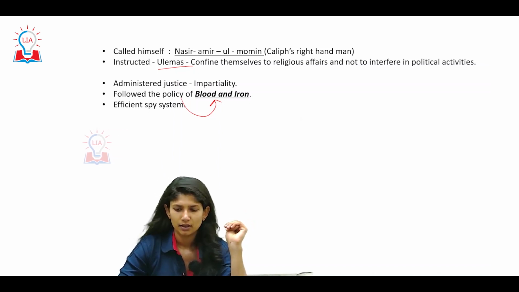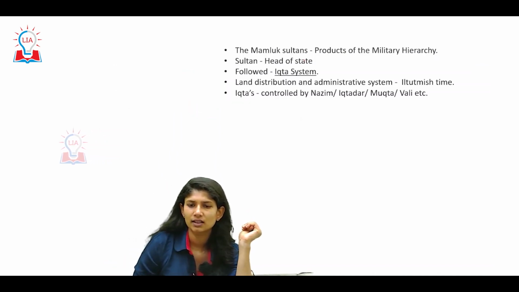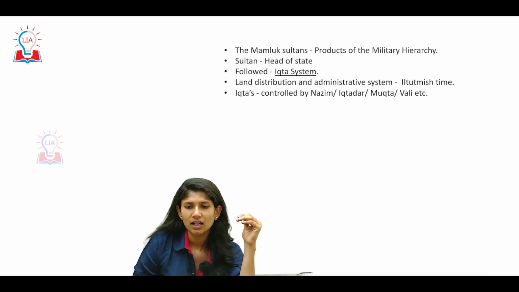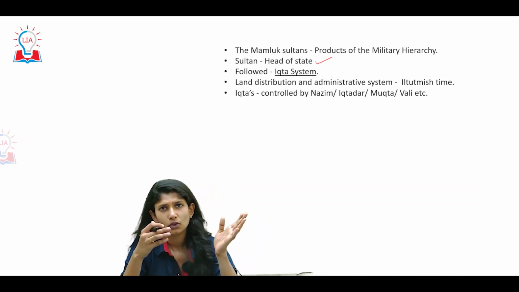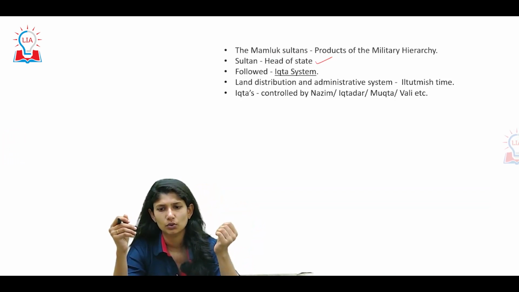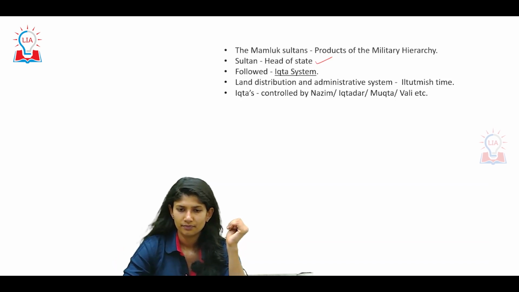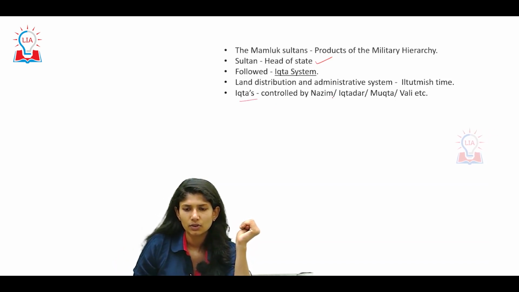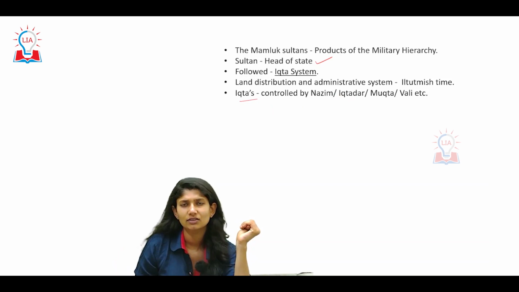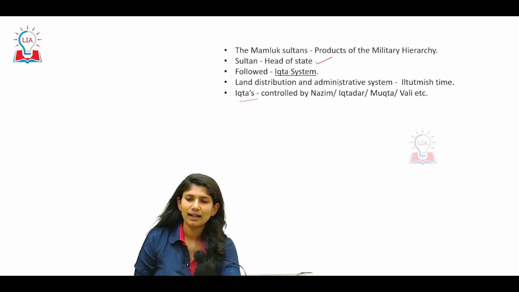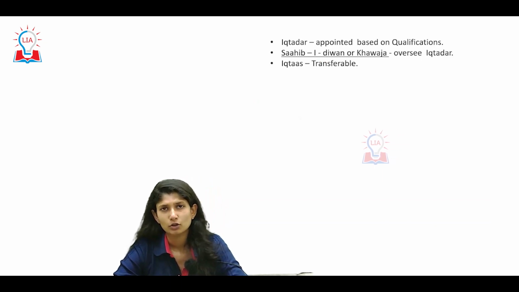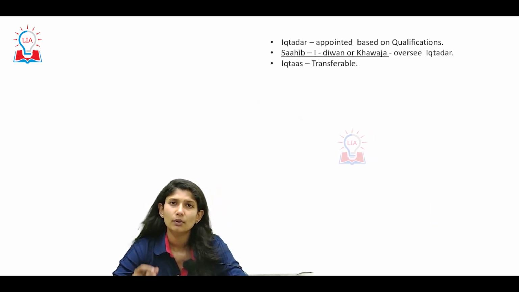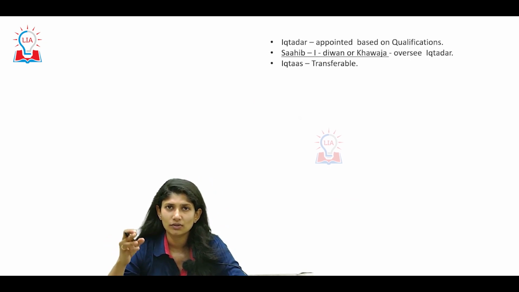Alright? Now, look at this. In the military hierarchy, the Sultan was considered the head of the state. Even the Iqta system, which was followed by Iltutmish, still continued here also. Iqtas were controlled by the Iqtadar, Nazim, Mukhtar, Wali. Land distribution and administration continued as it was in the period of Iltutmish. Now, even when appointing the Iqtadars to look after the Iqta, it was based on a certain qualification.